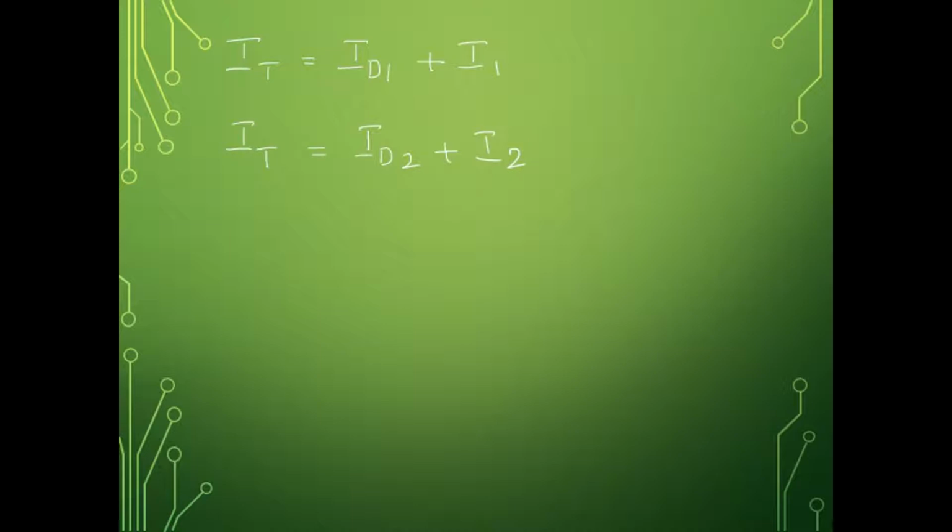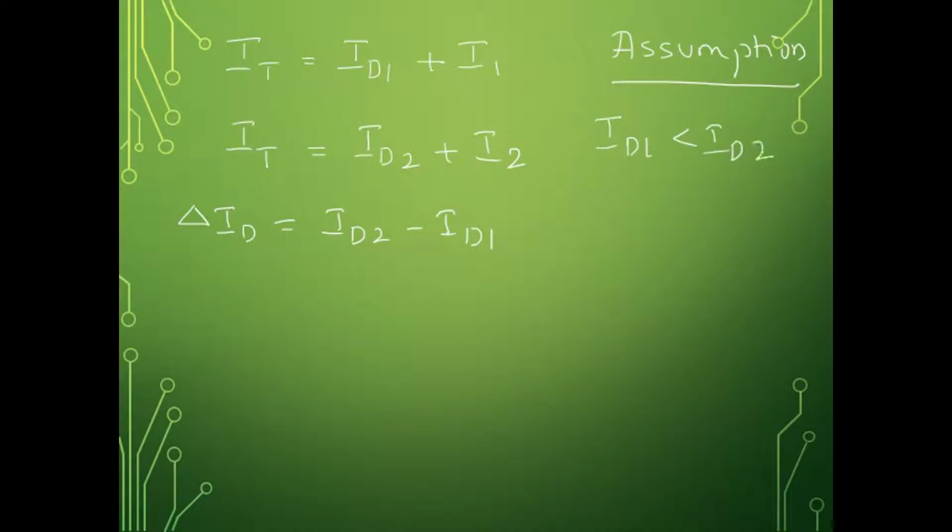ID1 is the current through thyristor T1. I1 is the current through the corresponding resistor. So with the change in the off-state current, the change in the off-state current is delta ID. It is equal to ID2 minus ID1. So what assumption is made for this particular derivation? The assumption made is ID1 is less than ID2, and this ID2 is equal to ID3 is equal to IDN. That means any number of thyristors which are connected in series.